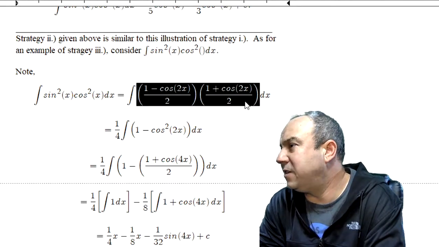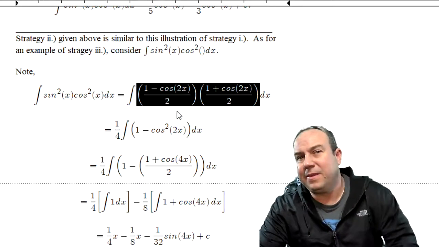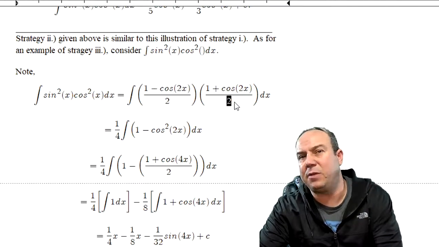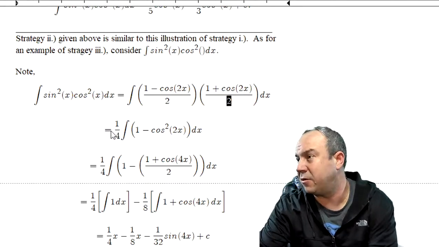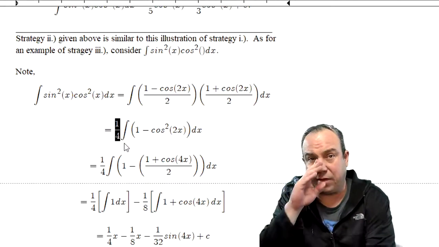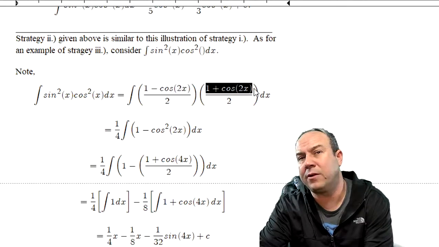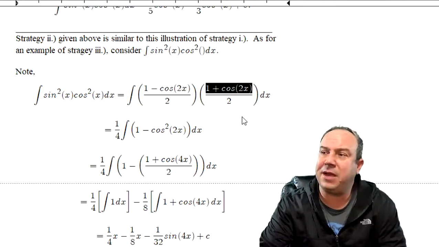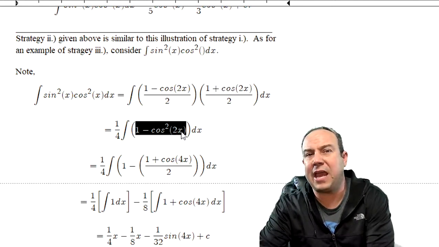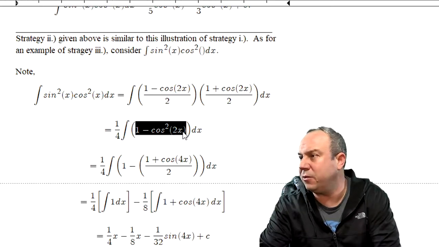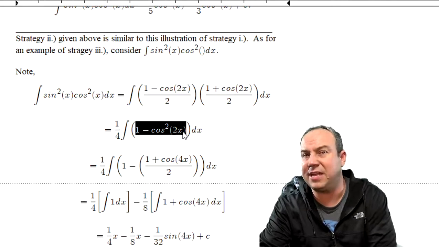Where this integrand can be simplified, the 2 in the denominator here can be multiplied by the 2 in the denominator here and factored out of that integrand as 1/4 in value. You will be left with this numerator times this numerator, which you'll notice is an a minus b times an a plus b form. So its result would be a squared minus b squared in value. And that produces a new integrand of 1 minus cosine squared of 2x dx.